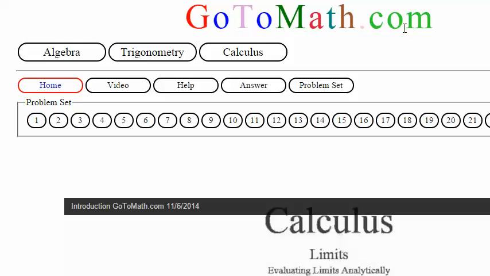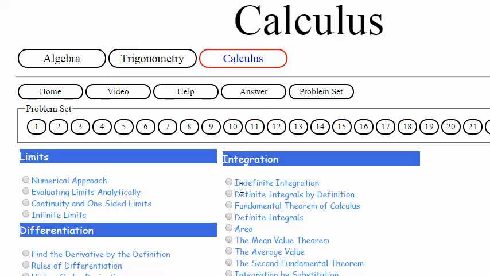We're at gotomath.com. Anyway, let's click on the calculus. Go down to definite integrals by the definition. So if you've looked at indefinite integration, we're going to be doing definite integration, which we're not going to be using the definition to find the integral down here in this section.